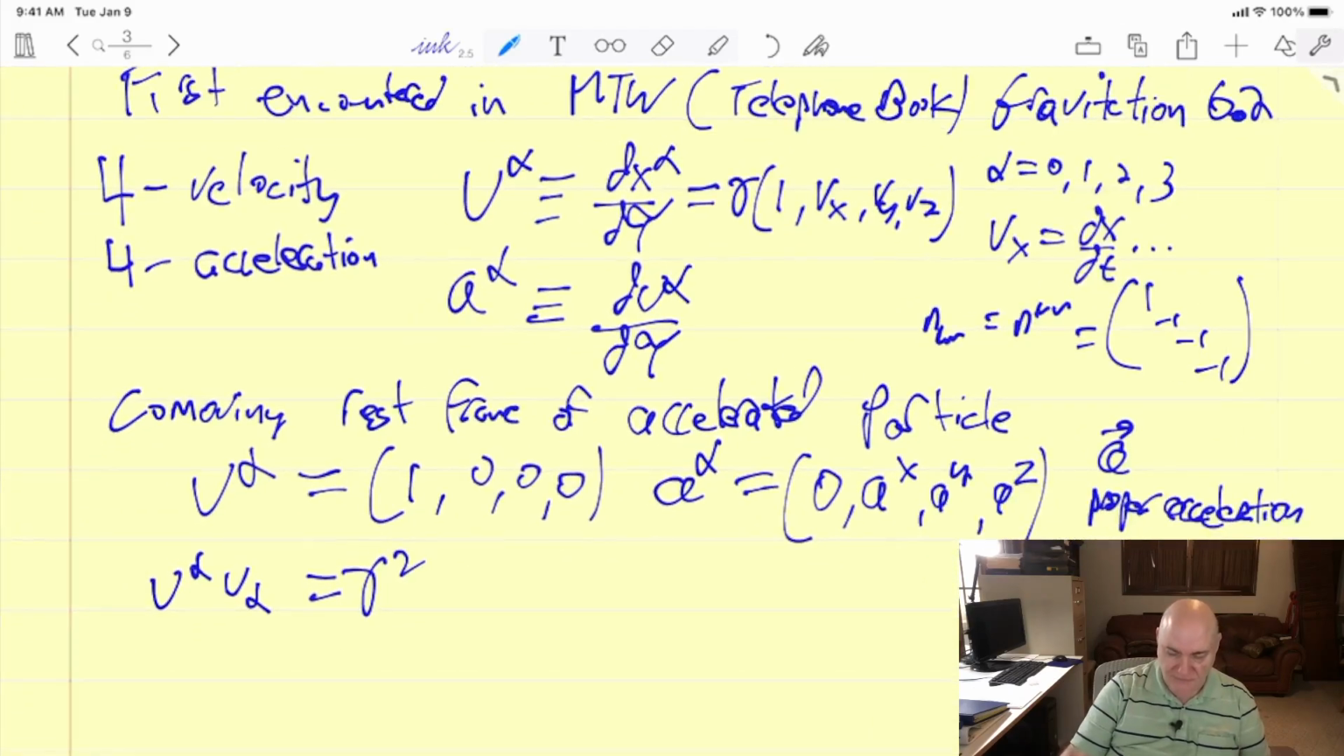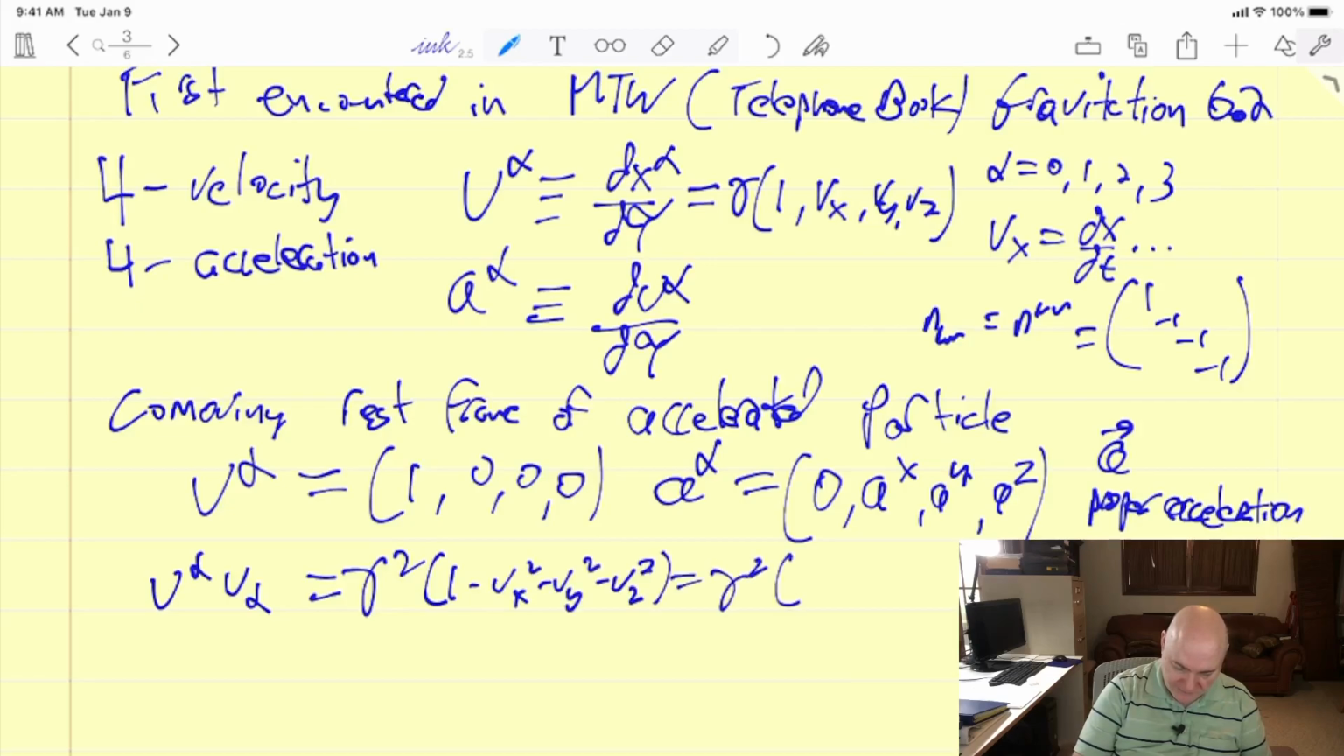Being a little inconsistent here, since Suneka uses the other metric, but I prefer this metric. So it's gamma squared times 1 minus Vx squared minus Vy squared minus Vz squared, or equal to gamma squared times 1 minus V squared. Remembering the definition of gamma squared, it's just equal to 1. So the 4-velocity always has magnitude 1.